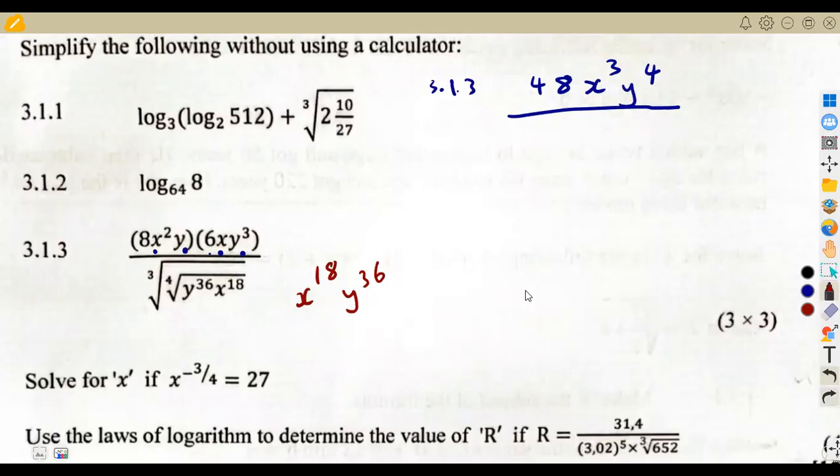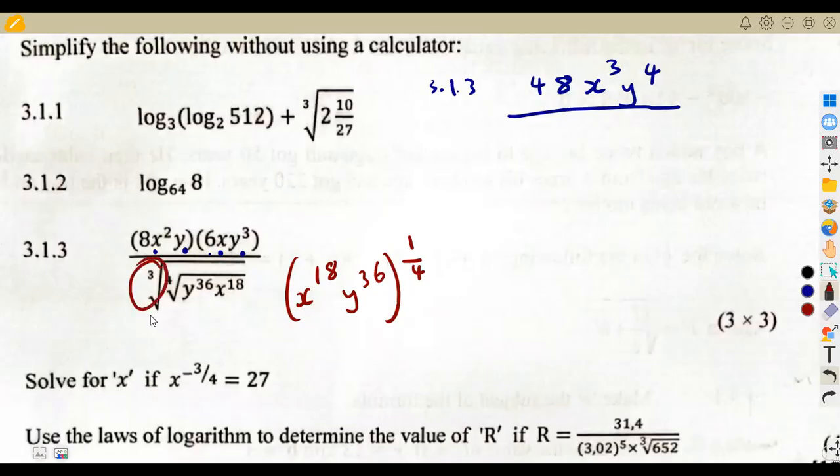xy, okay? So the first one is the fourth root. And the fourth root means that we are raising this to the exponent of 1 over 4. That is the fourth root of a certain number or a certain term.